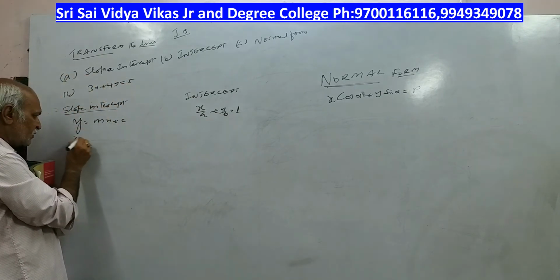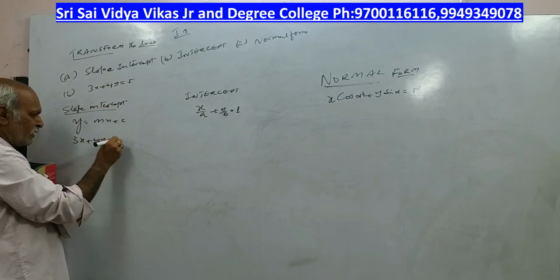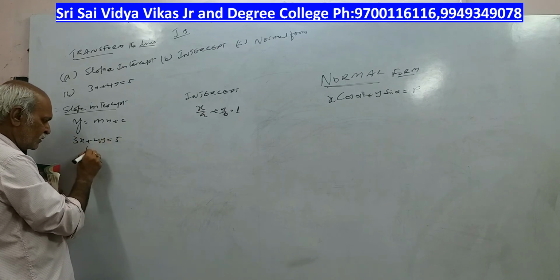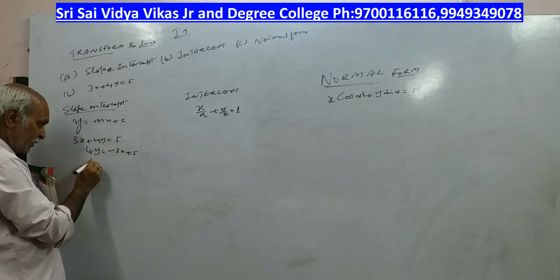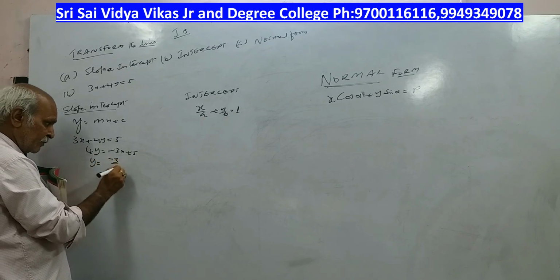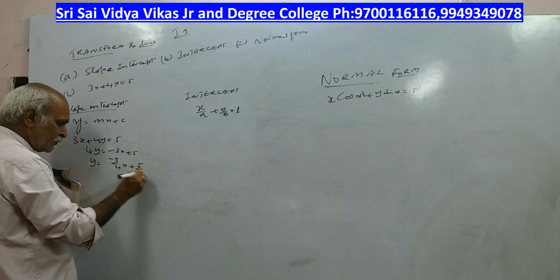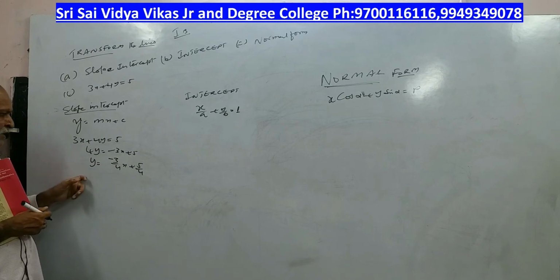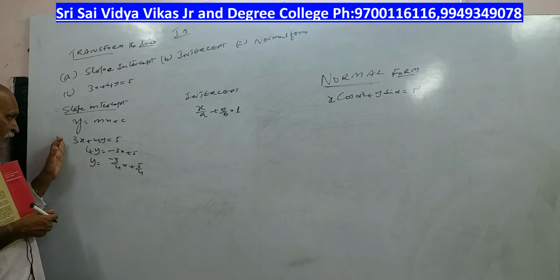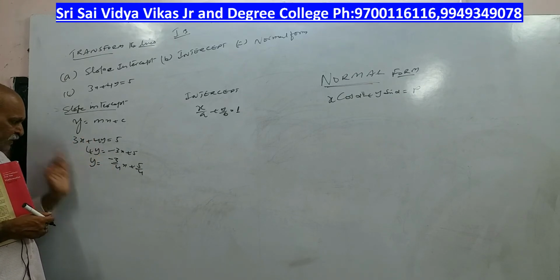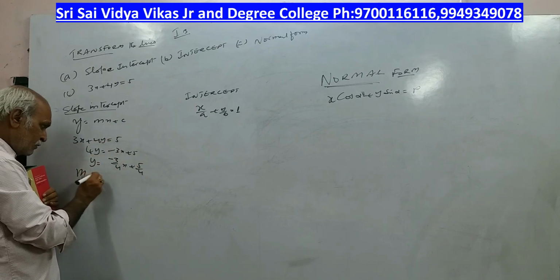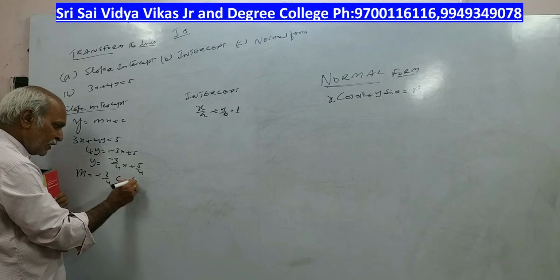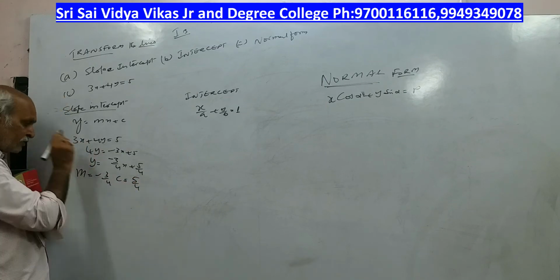The line equation is 3x plus 4y is equal to 5. Bring 3x this side: 4y is equal to minus 3x plus 5. Divide by 4, so y is equal to minus 3 by 4 x plus 5 by 4. So, I have converted to y is equal to something. First I kept the y term this side, x term this side. Here, the m value is minus 3 by 4, c value 5 by 4. So, first one is over.